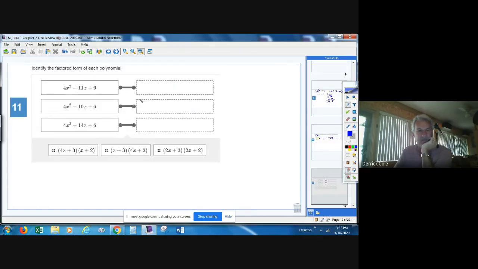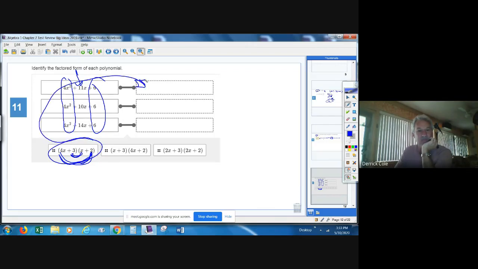Identify the factored form of each polynomial. All right, so this is when I go down here and I go, okay, which one of these will give me this? So my n terms are all the same. These are all the same. What am I looking at? I'm looking at the middle ones. The middle ones are the inside and the outside. All right. So here's 8x and 3x. What's 8x and 3x? It's 11x. So this one goes here.